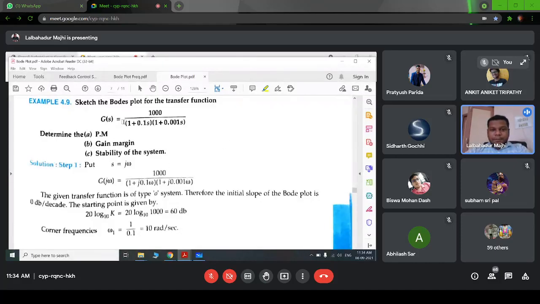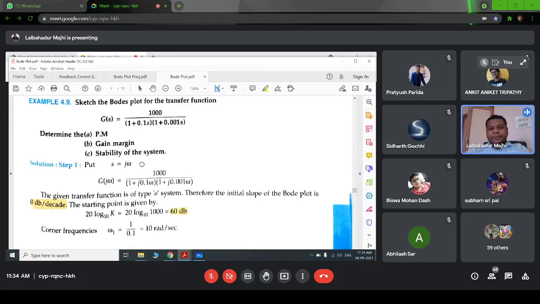So we know for type 0 system the initial slope will be 0 dB per decade and the starting point can be calculated by this formula, right? 20 log base 10 of k. So k is 1000. So our starting point will be 60 dB on the y axis and similarly the initial slope will be 0 dB per decade.